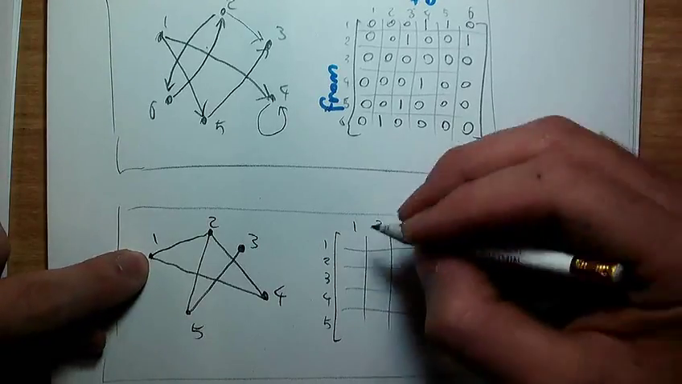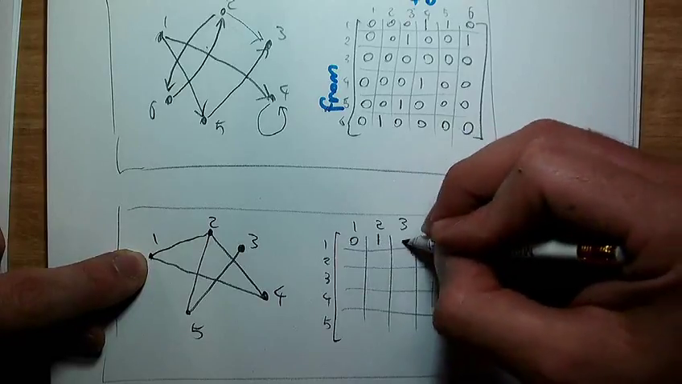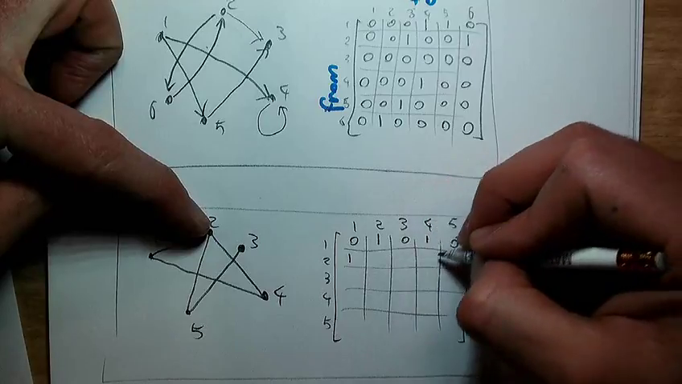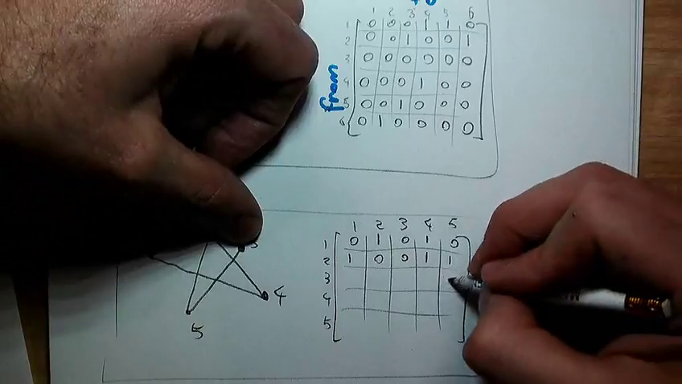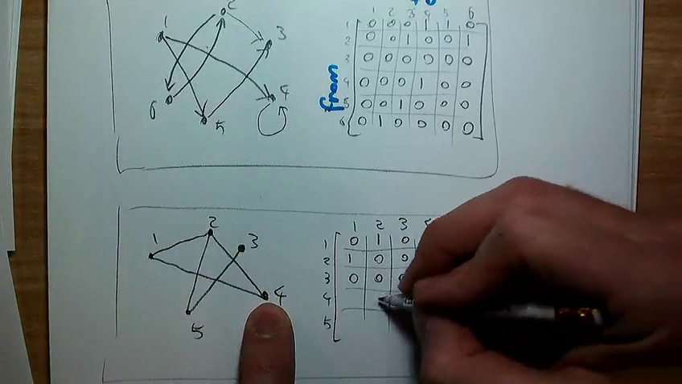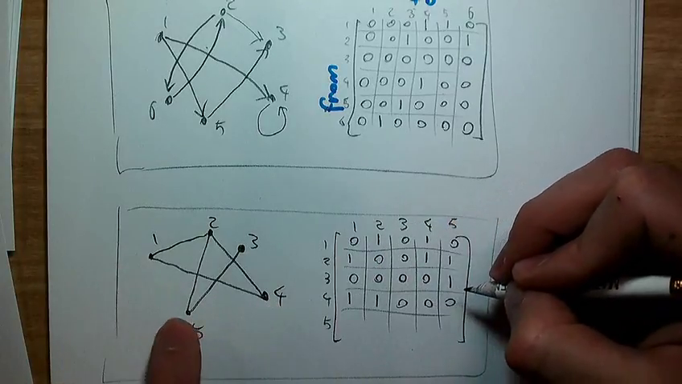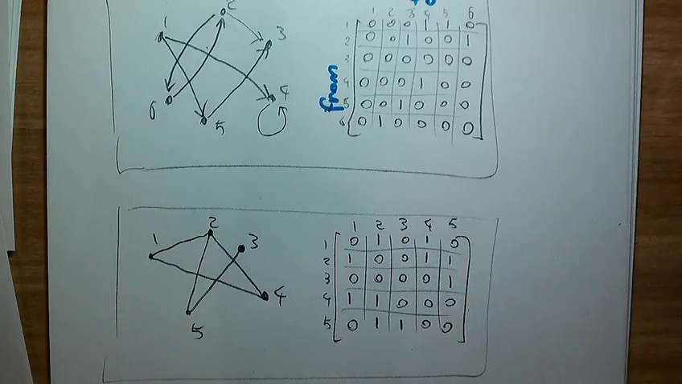So 1 is connected to 2, and it's connected to 4. 2 is connected to 1 and 5 and 4. 3 is connected to 5. 4 is connected to 2 and 1. And 5 is connected to 2 and 3. And you will notice that it's symmetric, which it should be because all the froms are also 2s.